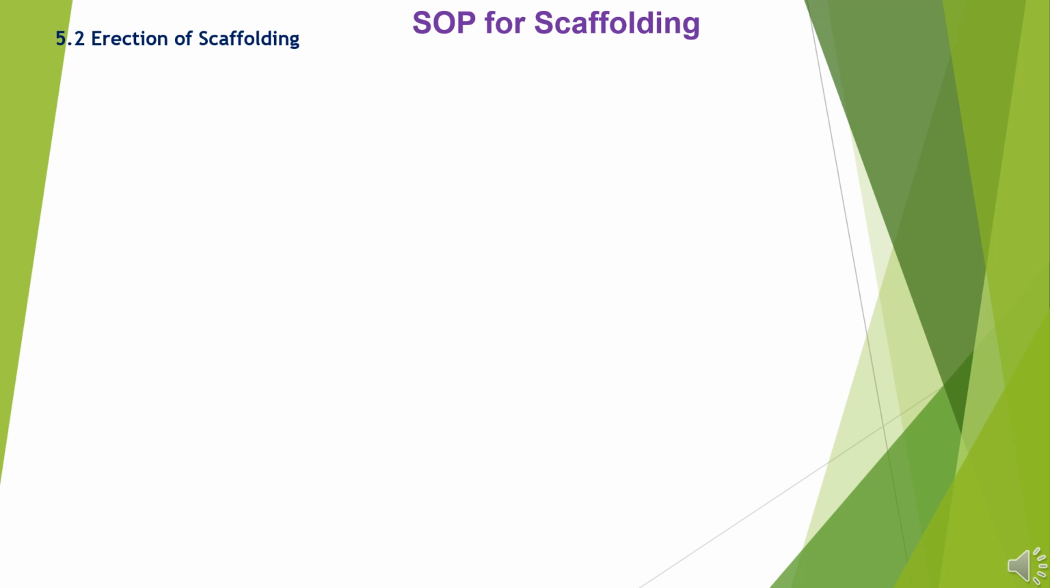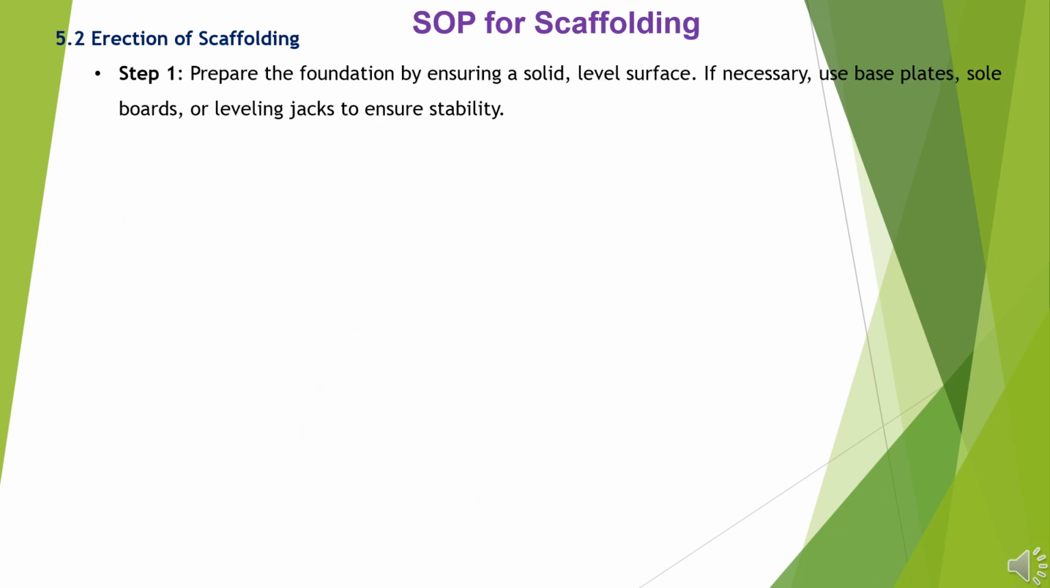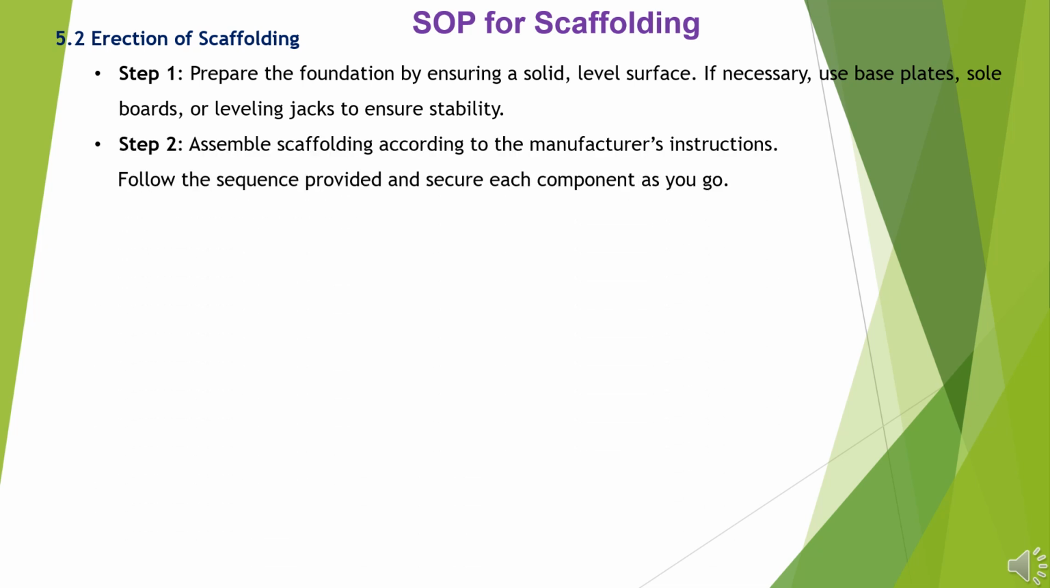Erection of scaffolding. Step 1. Prepare the foundation by ensuring a solid, level surface. If necessary, use base plates, sole boards, or leveling jacks to ensure stability. Step 2. Assemble scaffolding according to the manufacturer's instructions. Follow the sequence provided and secure each component as you go.